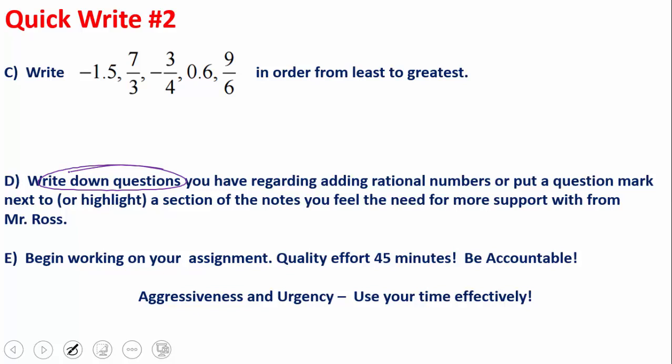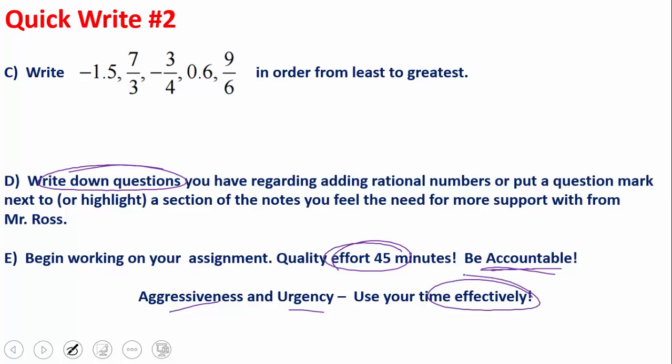Begin working on your assignment. Again, quality effort for 45 minutes. Be accountable for what you're supposed to do. Come to class ready to roll with something done. Be aggressive. Use some urgency. Not too fast, though. You don't want to make mistakes just because you're going too fast. But you do want to push yourself to concentrate and go a little quicker.